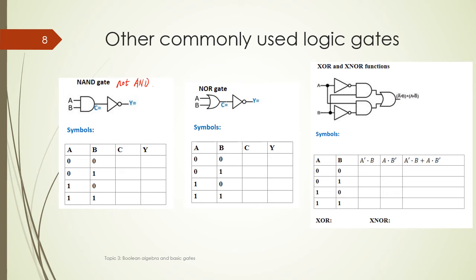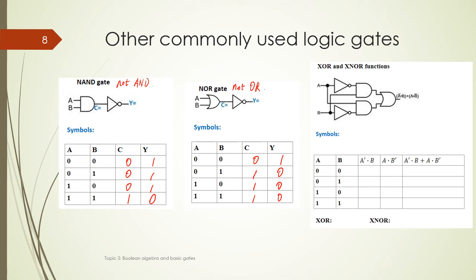So C is the output of the AND gate here. So if you remember, we have 0, 0, 0, 1, right? Then Y should be 1, 1, 1, 0. If we add a NOT gate to the output of the OR gate, we get a NOR gate. Basically it means not OR, so the opposite of OR. So again, if you remember the truth table for OR, that's 0, 1, 1, 1. So this time we got 1, 0, 0, 0.